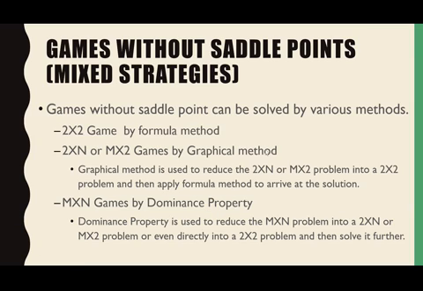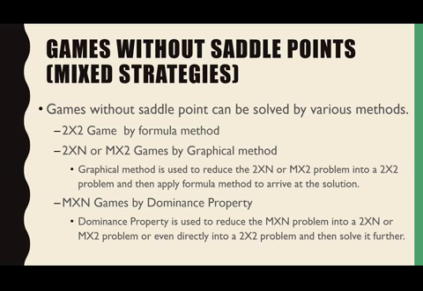So if it gets reduced into a 2 cross n or m cross 2 problem, then you will have to apply the graphical method, then reduce it to 2 cross 2, then apply the formula method and find the solution. If it is directly reduced into a 2 cross 2 problem, straight away you will apply the formula method and find the value of the problem or value of the game. Okay, hope you have understood this concept.